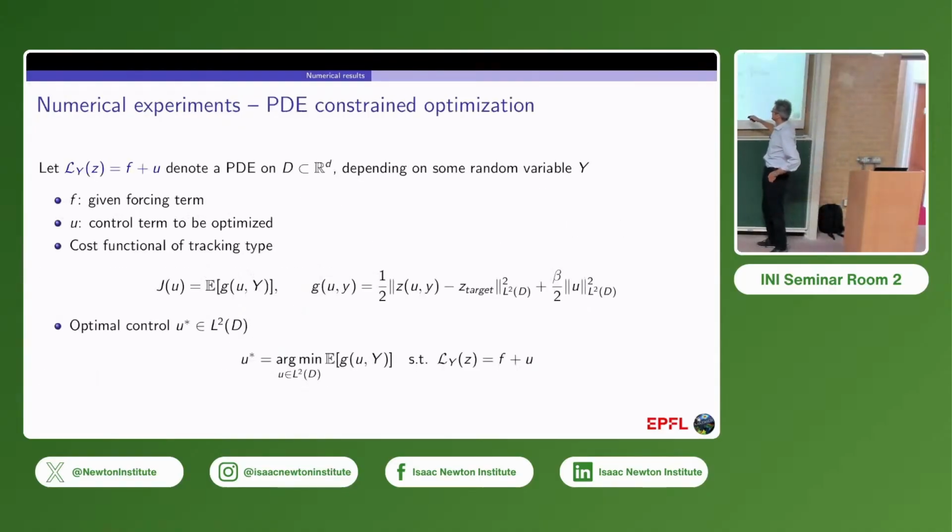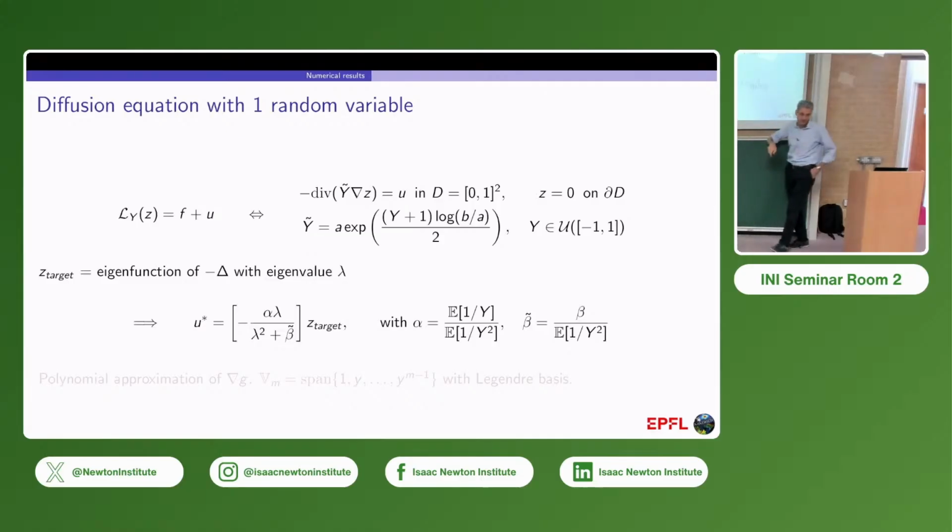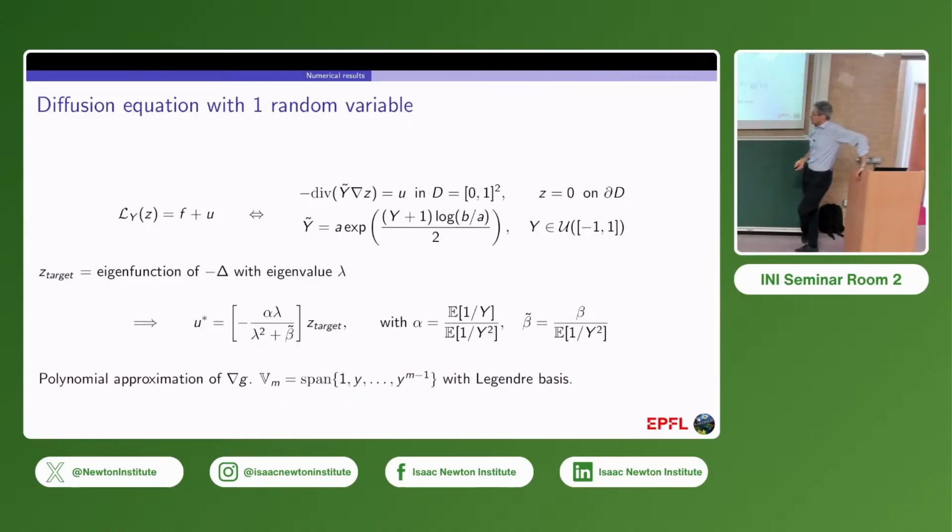We took a tracking type problem, so we minimize the expected value of this functional, meaning that we try to make the solution as close as possible to a target state on average, with some penalization of the control here. So again, the example is super simple. We took z target as an eigenfunction of the minus Laplacian, and then we have a closed form solution for the optimum, so we could check with the optimal value. And as I said, we do polynomial approximation with Vm being just the polynomials of degree up to n-1, expanded on a Legendre basis.